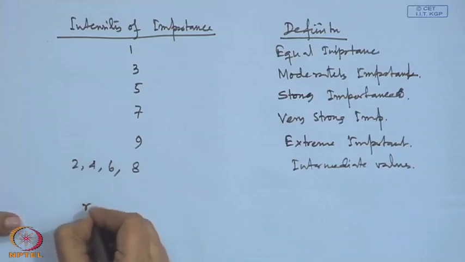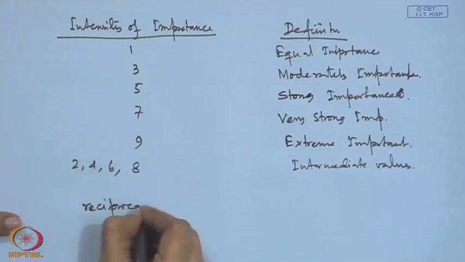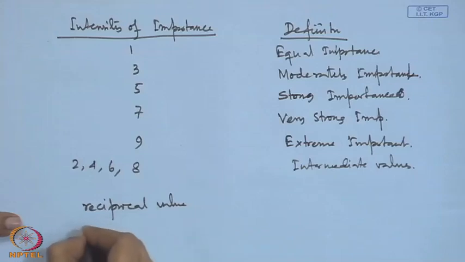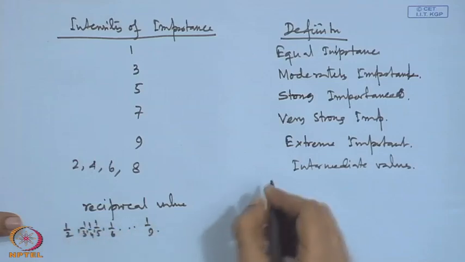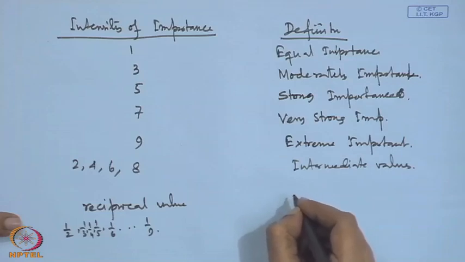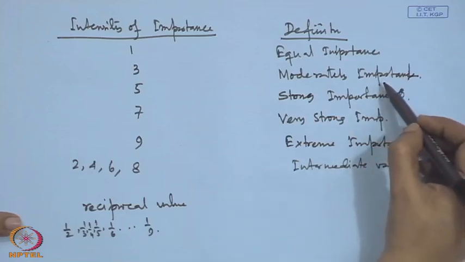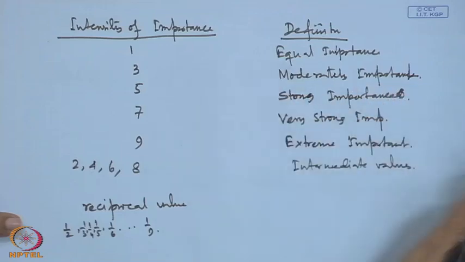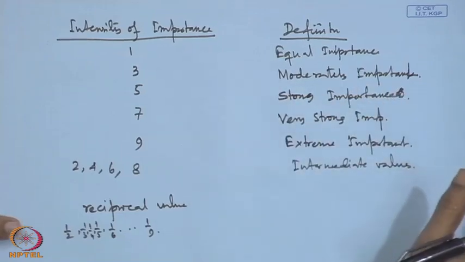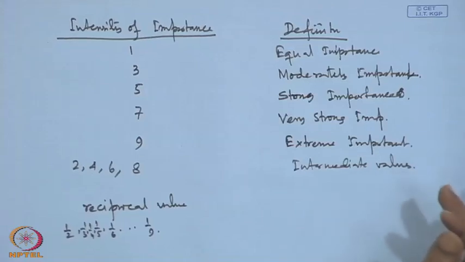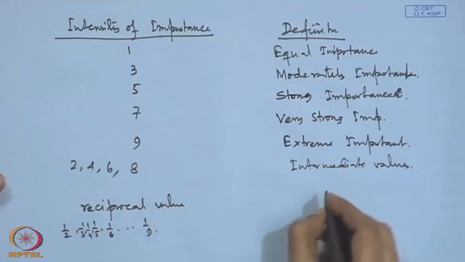Now, we can consider the reciprocal values as well, like 1 by 2, 1 by 3, 1 by 4, 1 by 5, 1 by 6 up to 1 by 9. Now, it is being said that if A is moderately important than the option B, that means, if I put 3, then the other way B is 1 by 3 important than option A. In that way, we are considering the reciprocal value.